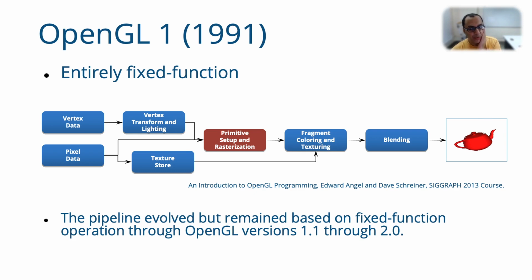Let us quickly see how OpenGL has evolved over the years. OpenGL started with OpenGL 1 in the early 90s, and it would take vertex data and pixel data as input, and they would get assembled into primitives, and then a rasterizer would generate fragments, and these fragments would be output to the frame buffer. This entire setup is called the graphics pipeline.